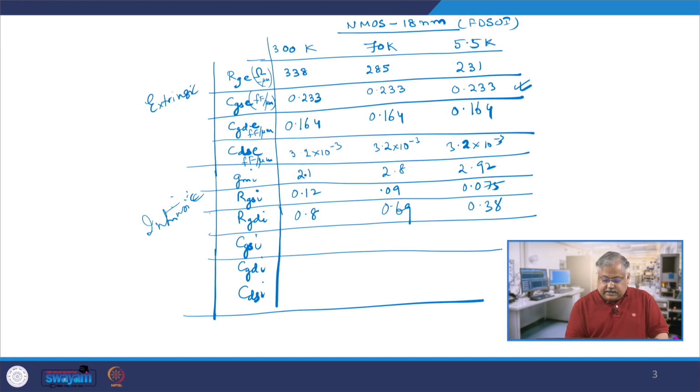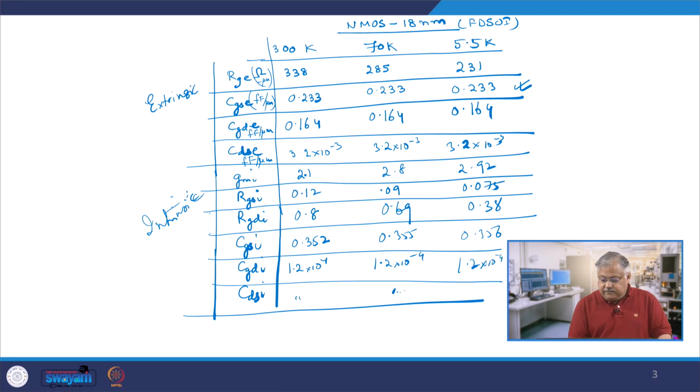Then if you look at CGSI, which is gate to source, it is 0.352, 0.355, and this is 0.356, a very minimal increase in the value of gate to source capacitance. This is 1.2 into 10 to the power minus 4, and again the same. Similarly, the same values are applicable for drain to source resistances. This is quite an interesting phenomenon. If you look very carefully, most of the parameters change just between the 70 and 5.5 Kelvin variation.